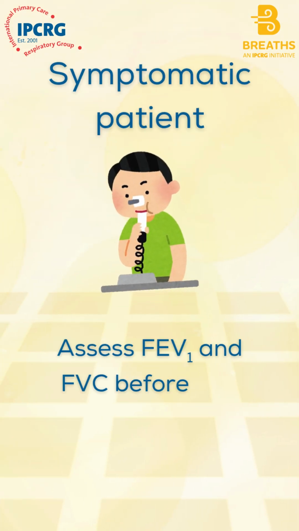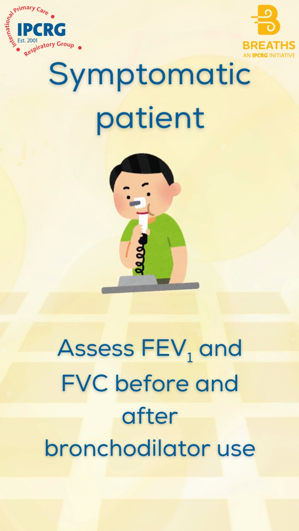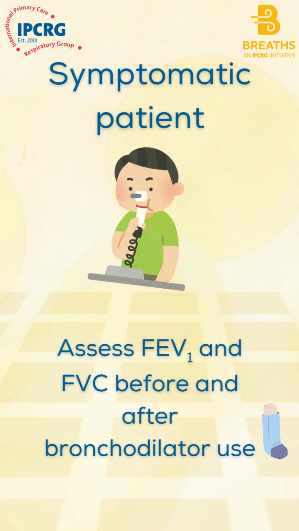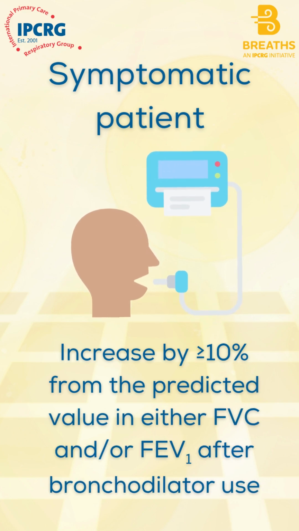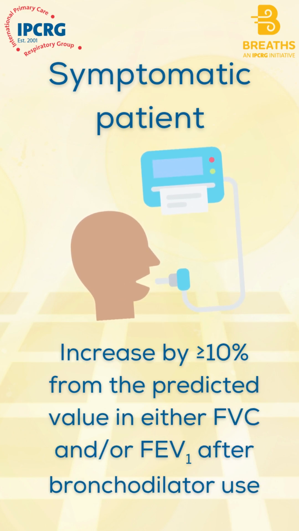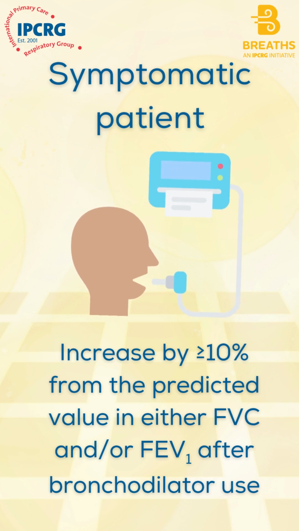Spirometry can be used on symptomatic patients to assess FEV1 and FVC before and after bronchodilator use. An increase by greater than or equal to 10% from the predicted value in either FVC and/or FEV1 after bronchodilator administration confirms airway variability and dysfunction, supporting an asthma diagnosis.